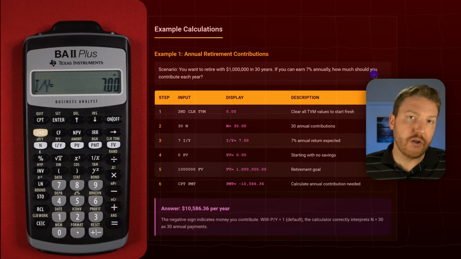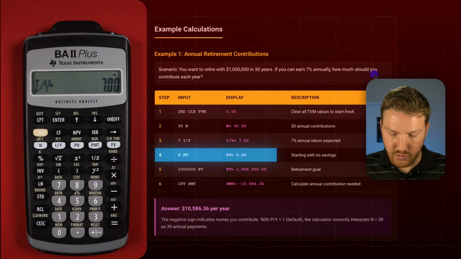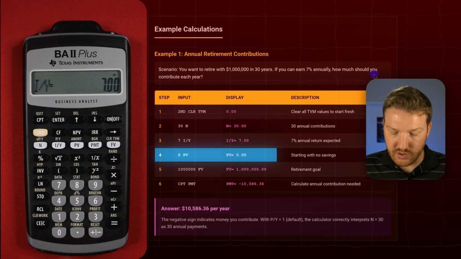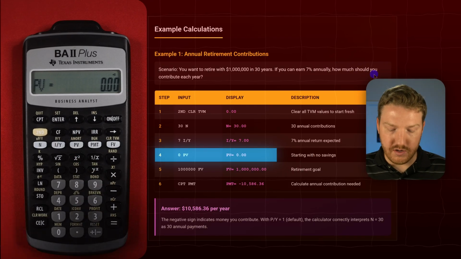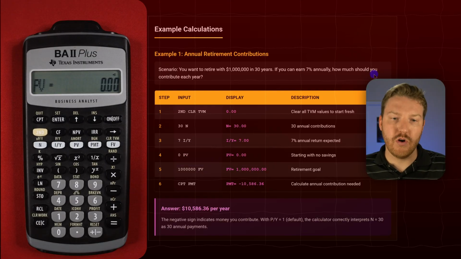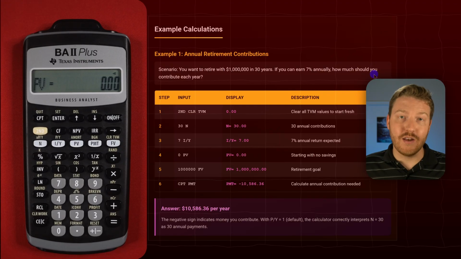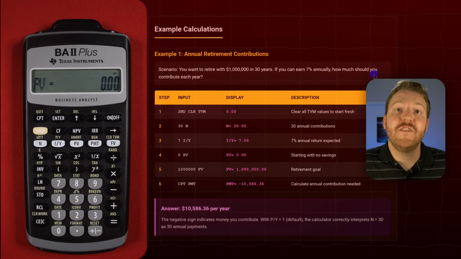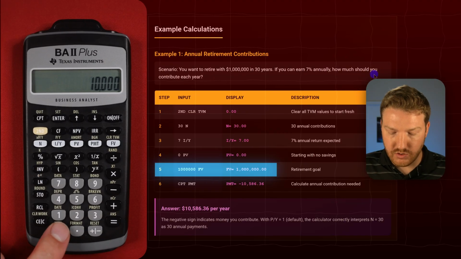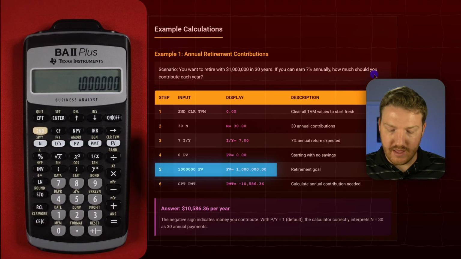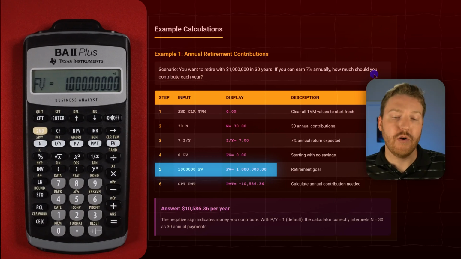Now we're starting with nothing, right? Because we're just contributing each year. So our present value, PV, we would want to set equal to 0. So we'll click 0 and then we'll click the PV button. Now we have PV equals 0. We also know that we need $1 million in 30 years. So that will be our future value. So we'll type 1000000. That's 1 million. Then we'll hit FV. That's what we want to have in 30 years. We want to retire with 1 million.